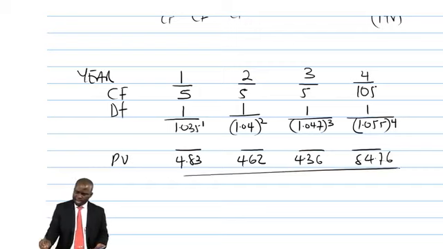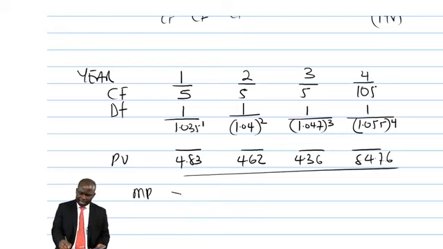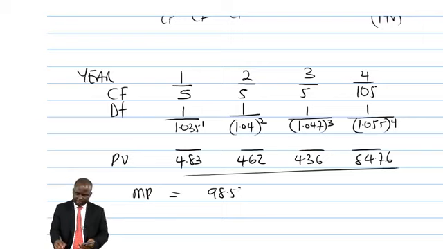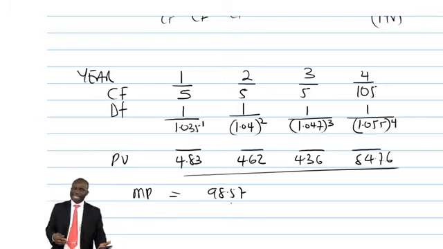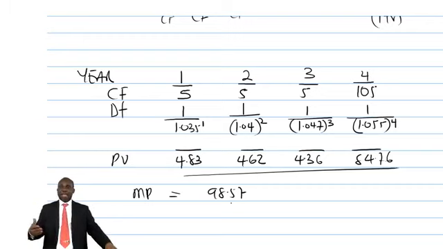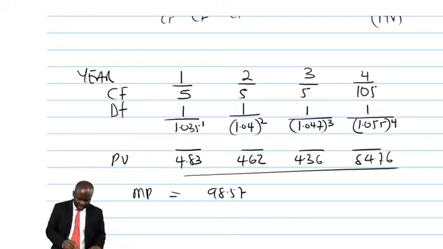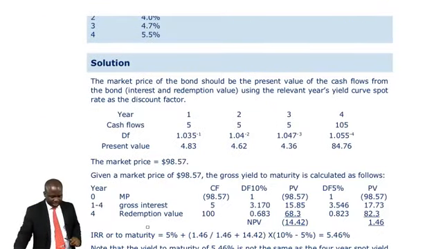84.76. So the market value of the bond, or the market price, will be the 4.83 plus 4.62 plus 4.36 plus 84.76, and that is giving 98.57. That's it. So when they give you the yield curve, don't run away. Every time this type of question comes, students don't do them, because the moment they see the yield curve, they run away. All it is telling you is to bring the yield curve rate for each year, specific to each year's cash flows, and discount it.